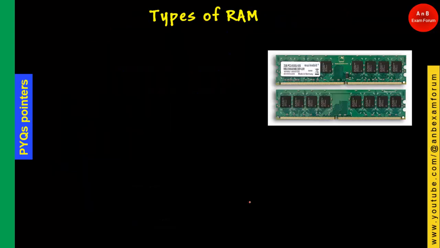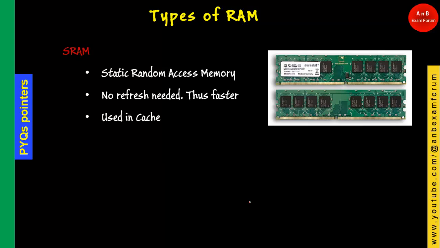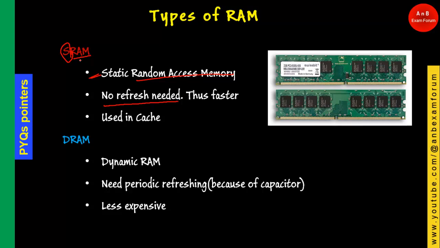Coming to the types of RAM, the first is SRAM. You should remember the full form. RAM we have already seen, it is random access memory, and the S stands for static. Why is it called static? Because there is no refresh needed. What do we mean by refresh? There are no components in it for which refreshing is required. If we look at dynamic RAM, you can appreciate it much better.